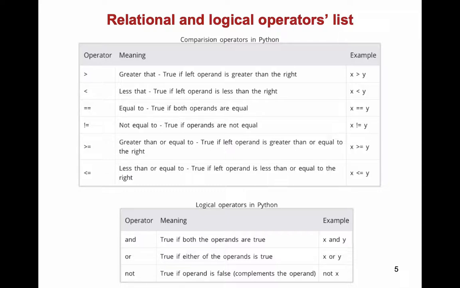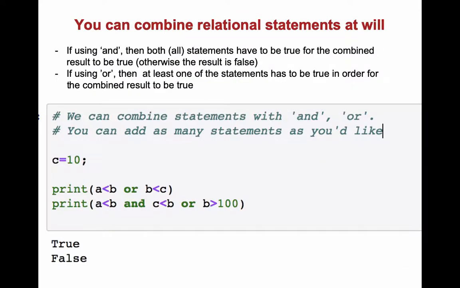Now we can also combine them. We combine different things with and, or, not. I could negate one thing, so not true is false, right? So let's see how to combine them. Introduce C is equal to 10, and then see, hey, is A less than B? What about A less than B or B less than C?